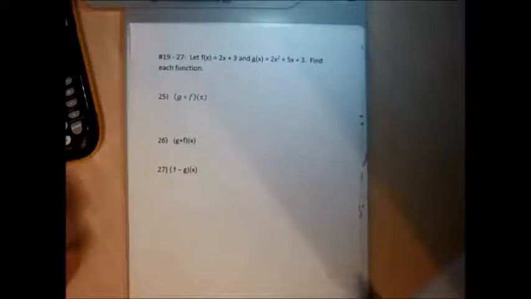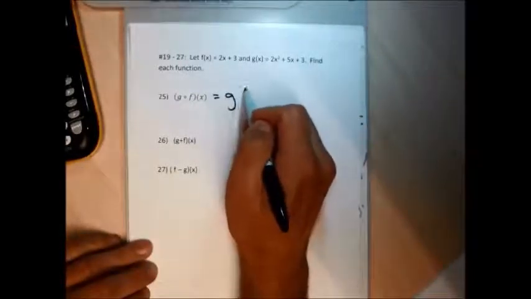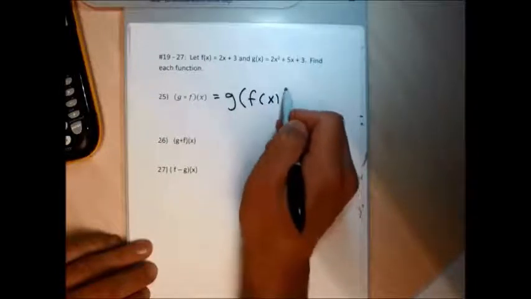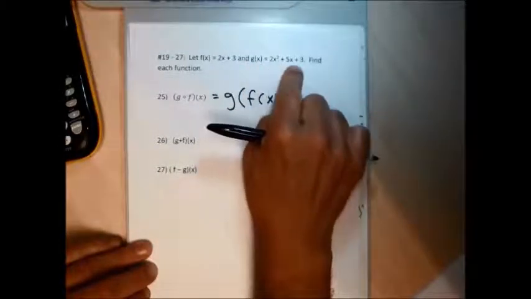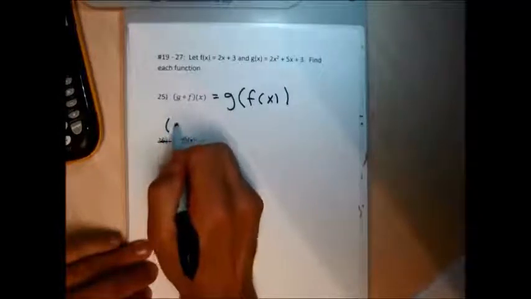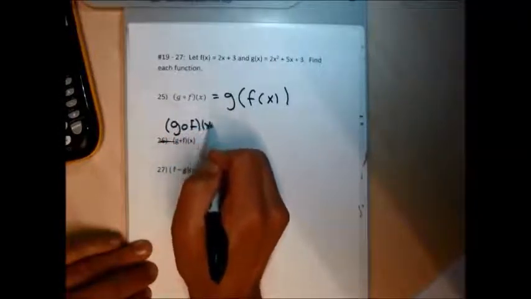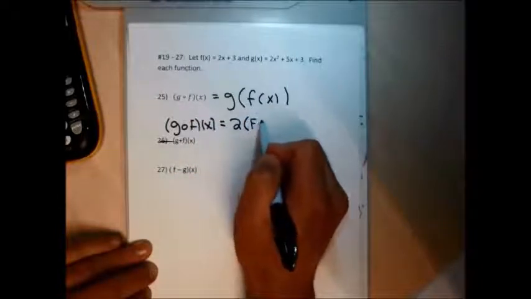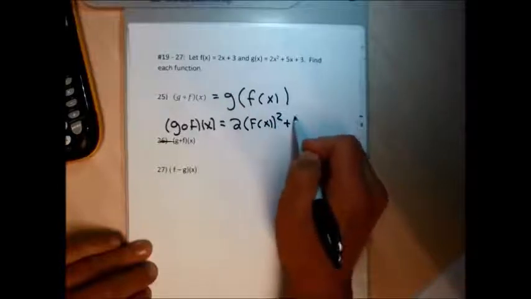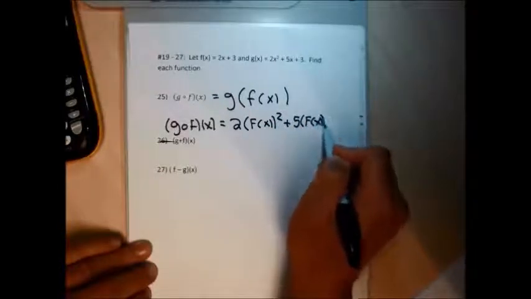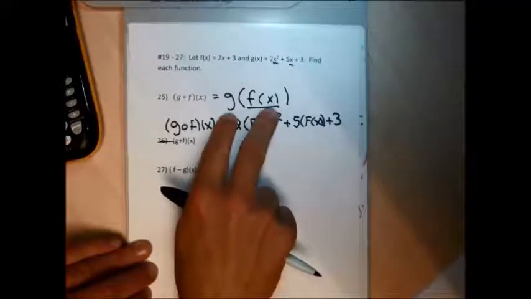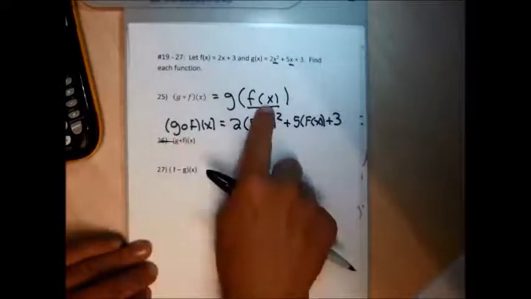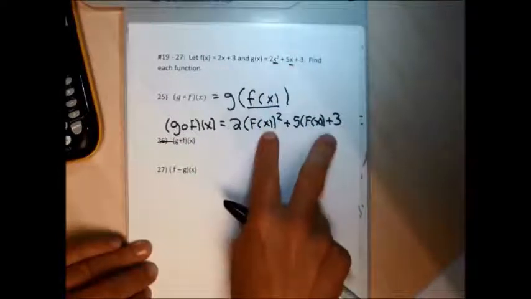Problem 25 wants me to do g composed with f of x, having the letters written in different order. This is going to equal g of f of x. So what do I have to do? I have to go to the g function and replace each x with f of x. So I'm going to say g composed with f of x equals 2 times f of x squared plus 5 times f of x plus 3. That's just taking that x and changing it to f of x. So that's what that notation tells me to do. g of anything asks me to replace that anything with what's in the parentheses. I took that x, changed them to f of x.